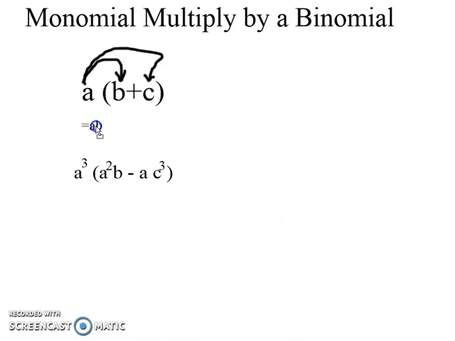So A multiply with B will give me AB, and A multiply with C will give me AC. The same for the one at the bottom. A to the power of 3 multiply with A squared B will give me A to the power of 5B, and A to the power of 3 multiply with negative AC to the power of 3. Negative times a positive will give me a negative, and then A3 plus A1 is A4, A to the power 4, and A to the power of 3 multiply with C to the power of 3 will give me C to the power of.